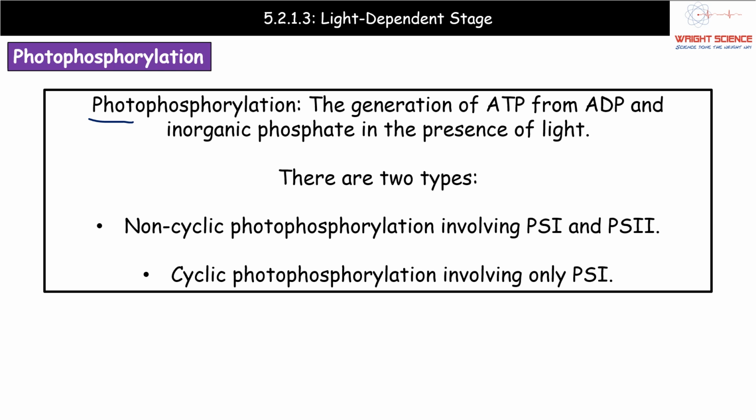Now, we have 2 types of photophosphorylation that we need to know about. Non-cyclic photophosphorylation, which involves both photosystem 1 and photosystem 2, or cyclic photophosphorylation, which is only photosystem 1. So what we need to make sure of is that we are aware of the 2 types and, bad news, what happens in each of them. This is where I suggest you get a nice piece of paper to lay it out nice and clearly to understand each one in turn, so you don't mix them up.